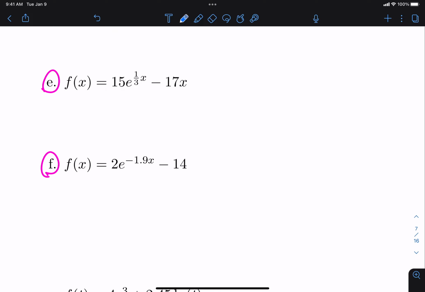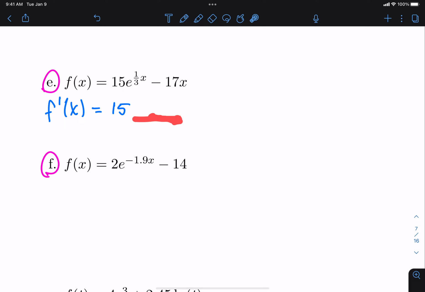To do the derivative of the first part, I know that I just need to write the 15, since it's being multiplied, is going to hang out. And then I need to write, in this blank, the derivative of e to the 1/3 x. What do I get when I do the derivative of e to the 1/3 x? So what should come in my blank here?